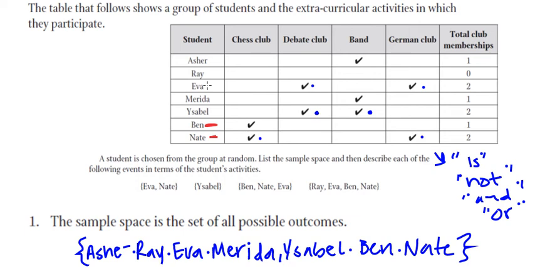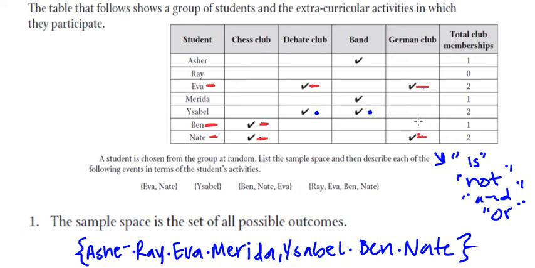And we're talking about Ava here. So we've got chess club, chess club, chess club, debate club, German club. If we think about chess club here, the only two people in chess club are Ben and Nate. So if I said the student is in chess club, it could only be Ben and Nate. And if I said the student is in German club, it could only be Ava and Nate.